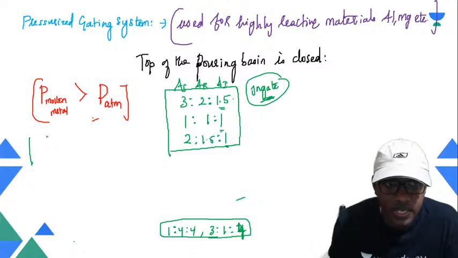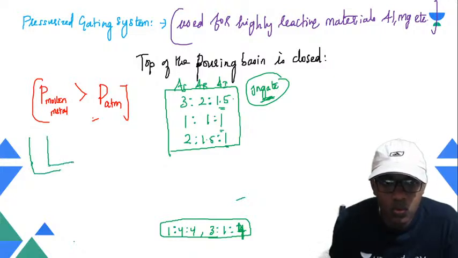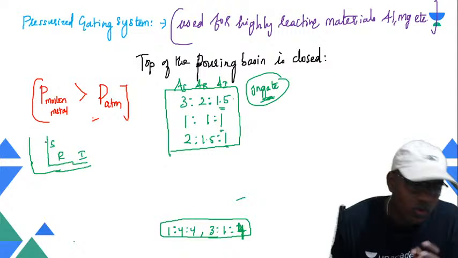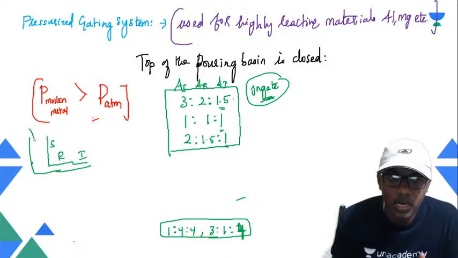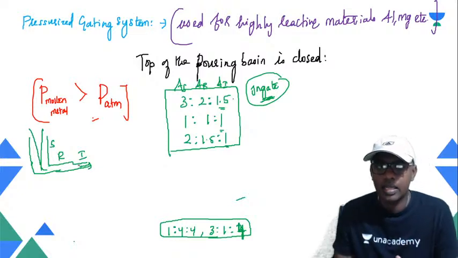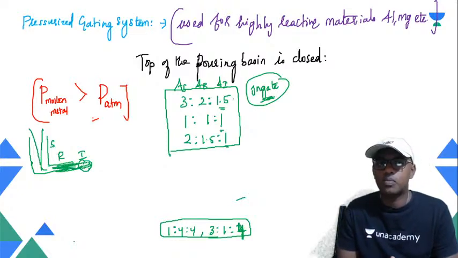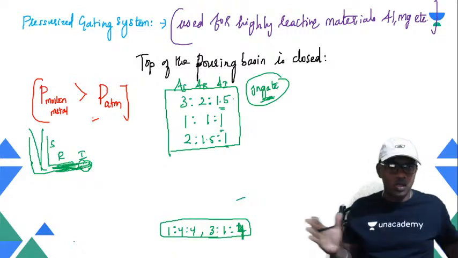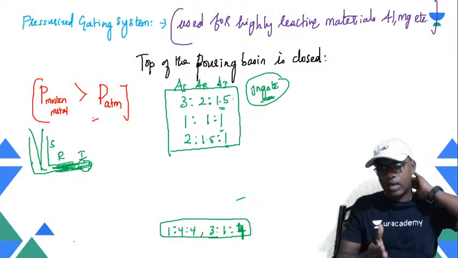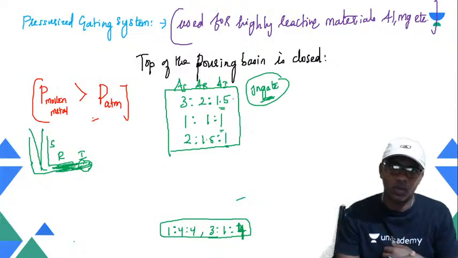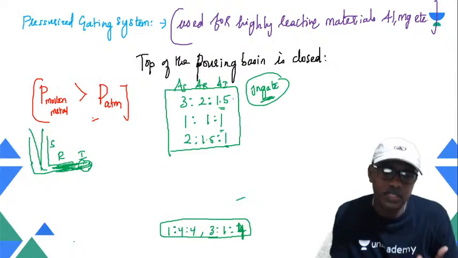So if the cross section area is say 3 to 2 to 1.5, got it? This is your ingate, this is your runner, and this is your sprue. What happens here? The amount of molten metal that passes through is higher, but just before the ingate, more molten metal is trying to push in through the ingate, but only a lesser amount can pass through. So now what happens? A pressure situation is created.